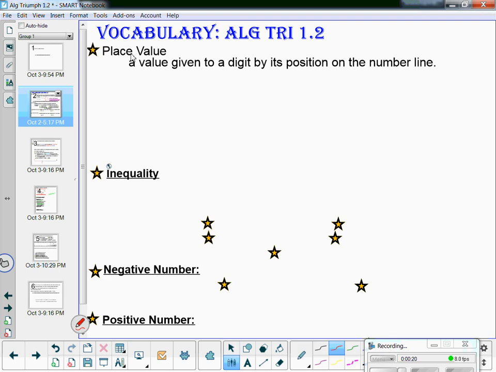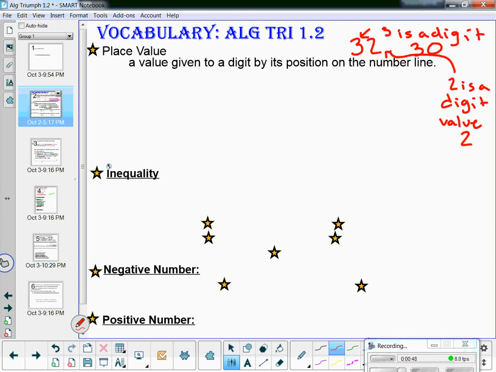Digit is important to know. The number 32 has 2 digits. 3 is a digit. It has the value of 30 in this number. It's in the tens place. 2 is a digit. It has a value of 2 because it's in the ones place.